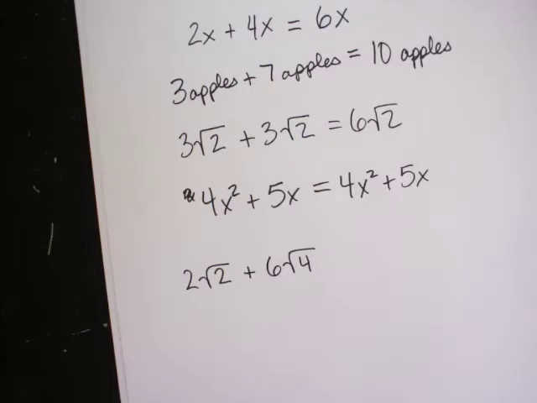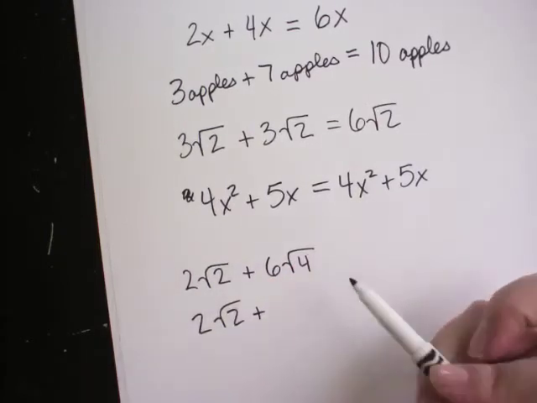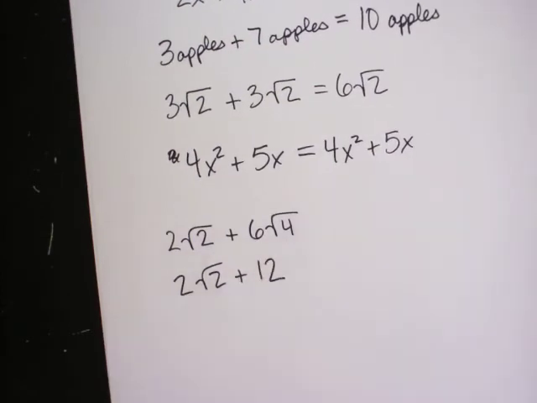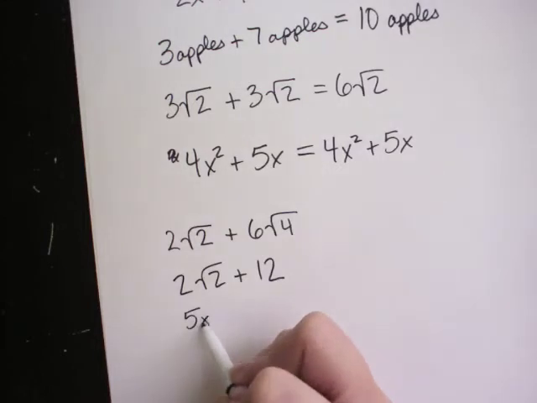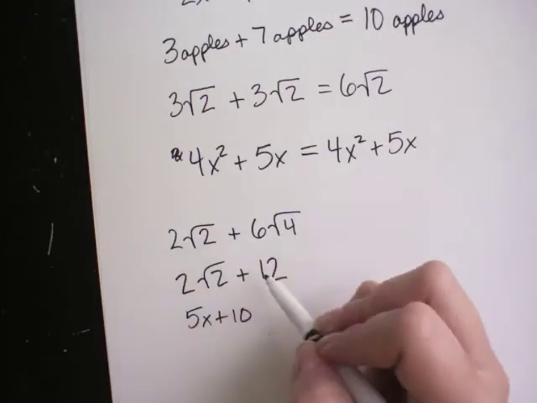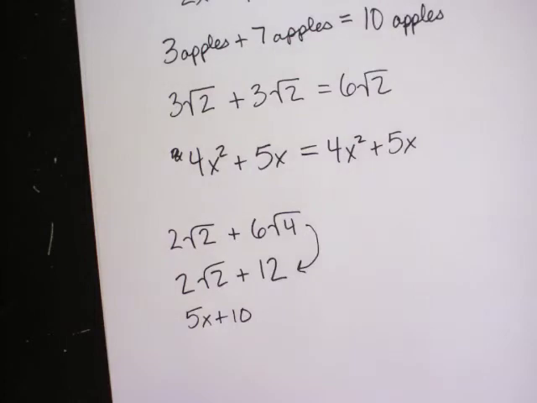Now, can I simplify either one of these? Yes. What can I simplify? You can take the square root of 4 and make that a 2 and then do 6 times 2. That did not affect the 2 square root of 2. It only affected the 6 square root of 4, which becomes 12. I still cannot combine these. This is the type of situation in our polynomial lessons where we would have had 5x plus 10, an x term plus a constant. Can't combine them. So 2 square root of 2 plus 12 is the simplified version of this. You cannot combine them.